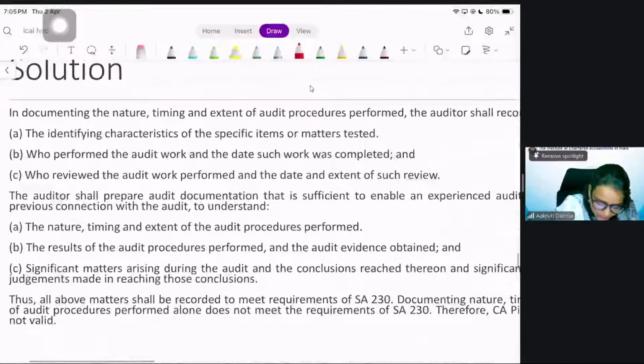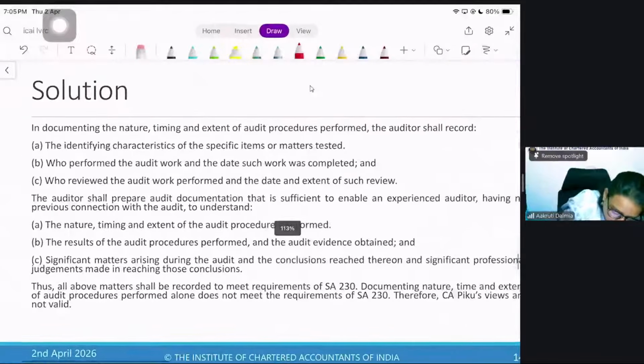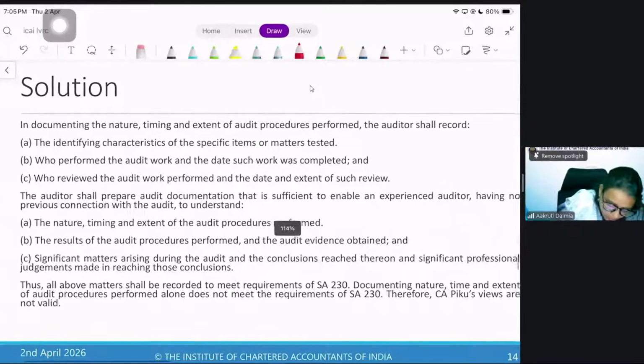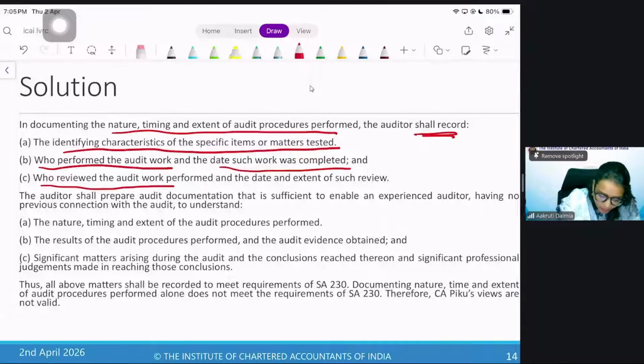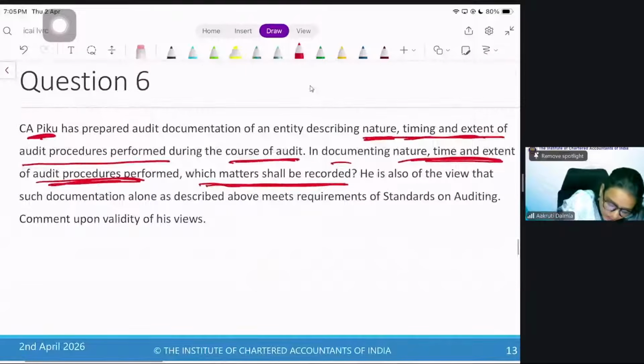In documenting the nature, timing, and extent of audit procedure, the auditor shall record the characteristics of the items that have been tested, who performed the audit work, date when such work was completed, who reviewed the audit work performed, and date and extent of such review. This is the first part. In documenting nature, timing, and extent of audit procedures performed, what matters to be recorded.